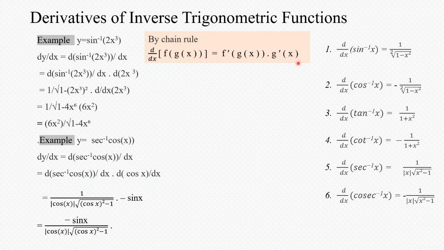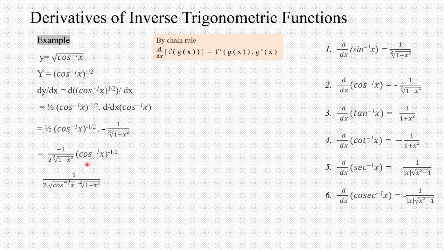Here, dy by dx is equal to d sec inverse cos x by dx is equal to differentiation of sec inverse keeping cos x as such multiplied by differentiation of cos x is equal to differentiation of sec inverse keeping cos x as such will be 1 divided by modulus of cos x times under the root cos x square minus 1 whole multiplied by differentiation of cos x, which is minus sin x, is equal to minus sin x divided by modulus of cos x times under the root cos x square minus 1.